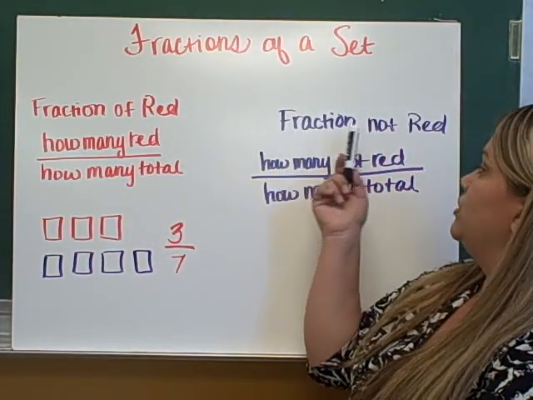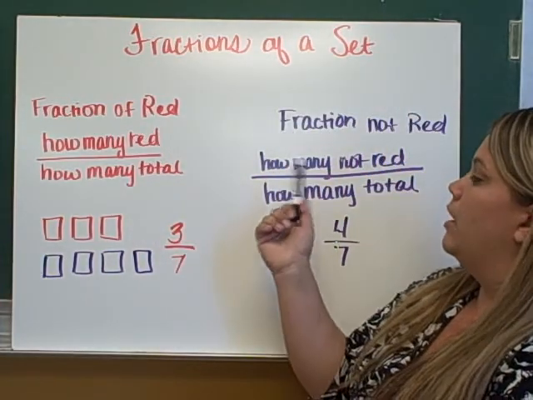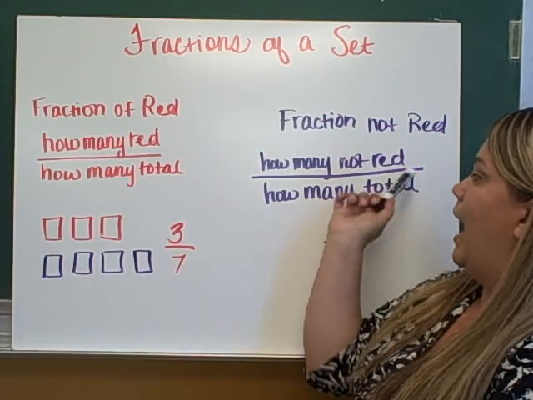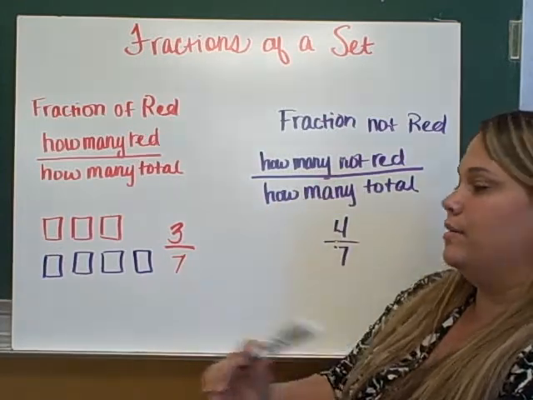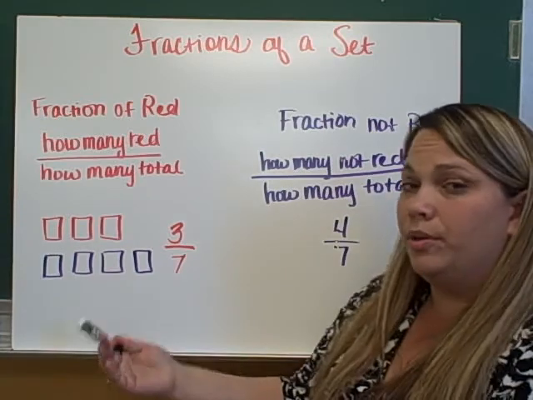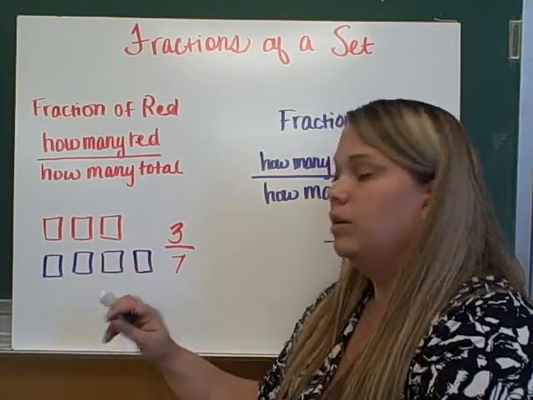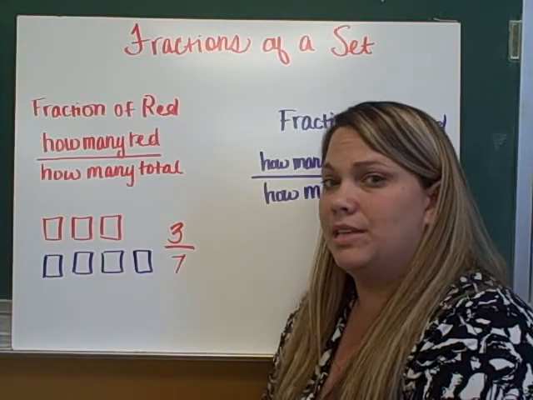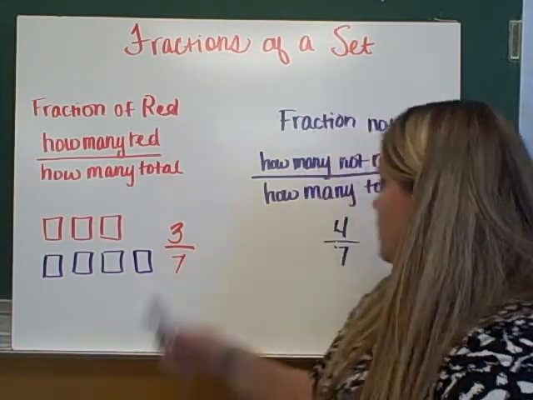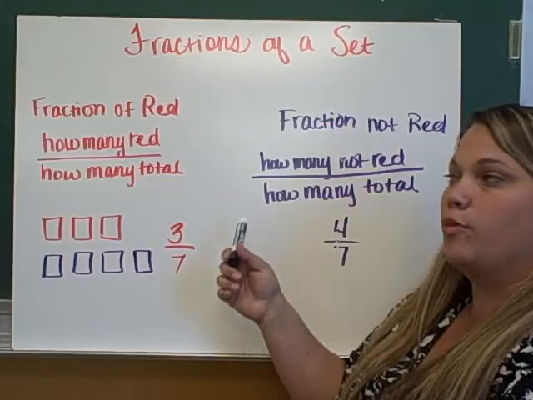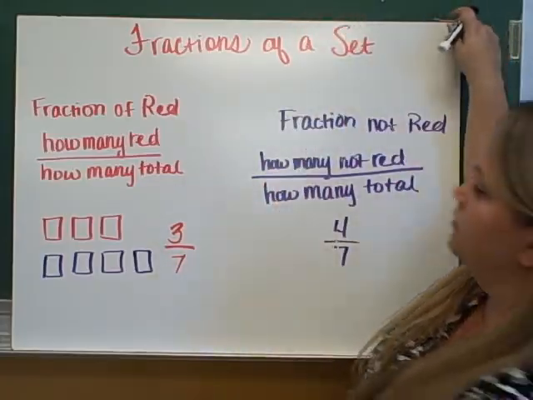What about fractions that are not red? Again, we would take how many of our pieces are not red. Well, whatever's purple is not red. There are 4 purples, which means we have 4 that are not red and 7 total. So our fraction will be 4/7.